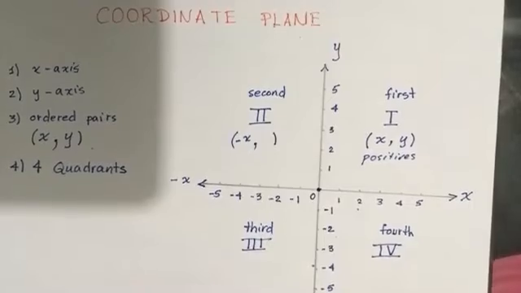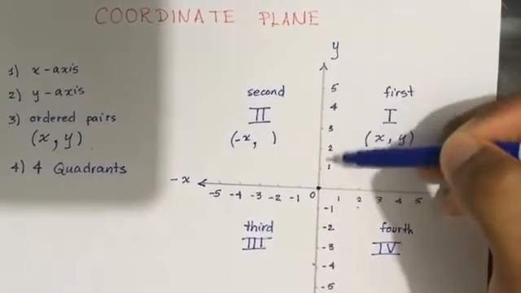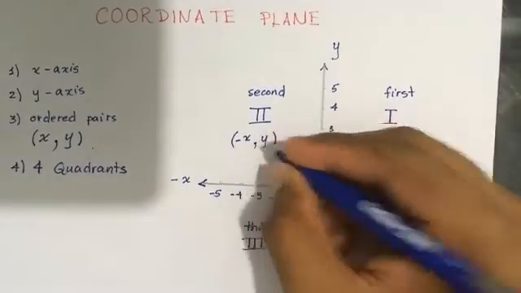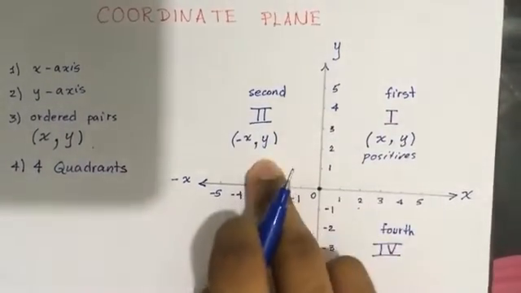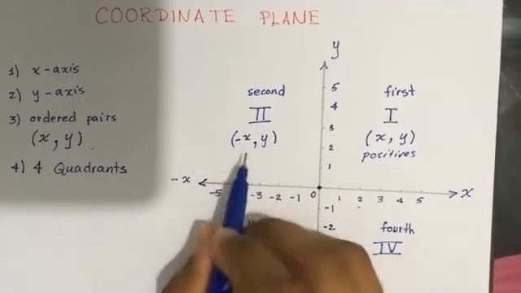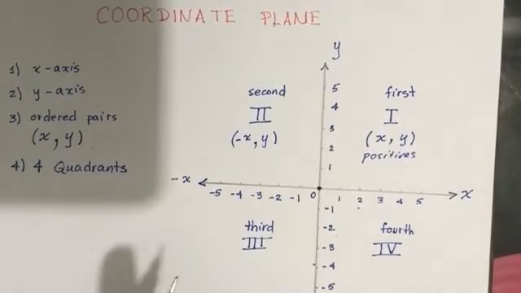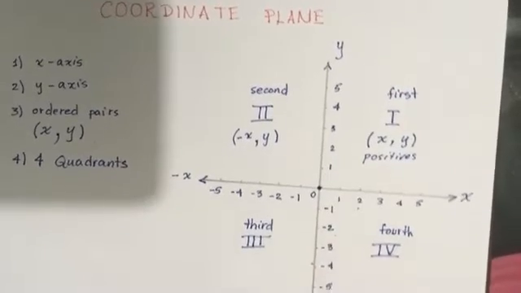What about the y-axis? On the y-axis, all our numbers are positive. So we have y positive, right? So in this case, in the second quadrant, we have just a negative x-axis. This is one important feature of this quadrant. What about the third quadrant?